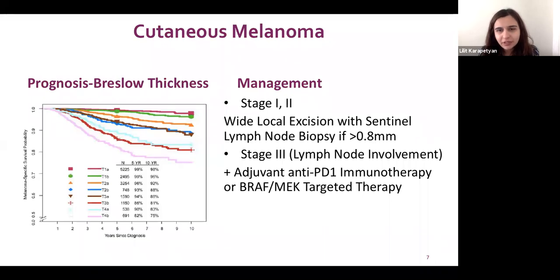Regarding stage 3 melanoma, when you have someone with lymph node involvement, in addition to doing the wide local excision and the lymph node surgery, you have to do adjuvant therapy. Adjuvant means therapy after the surgery, which aims to prevent the disease from coming back. That's what adjuvant means. And there are 2 types of treatment you can do in this case.